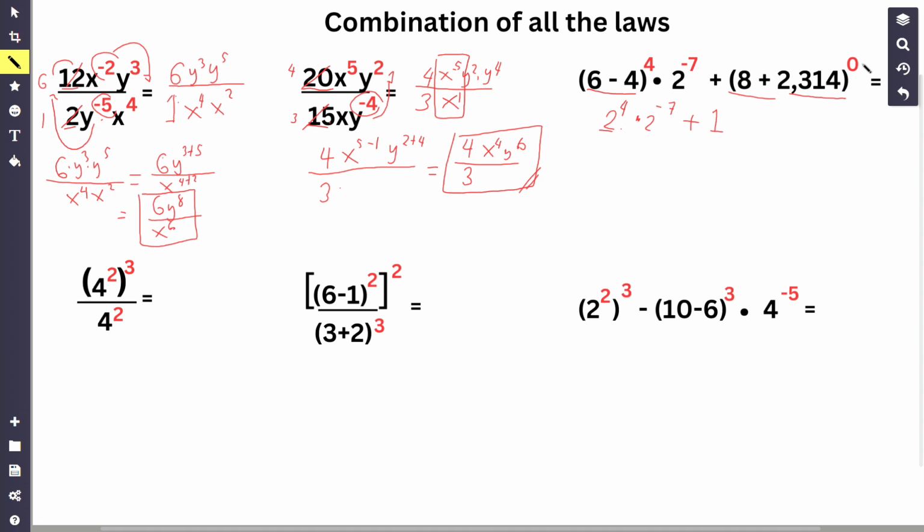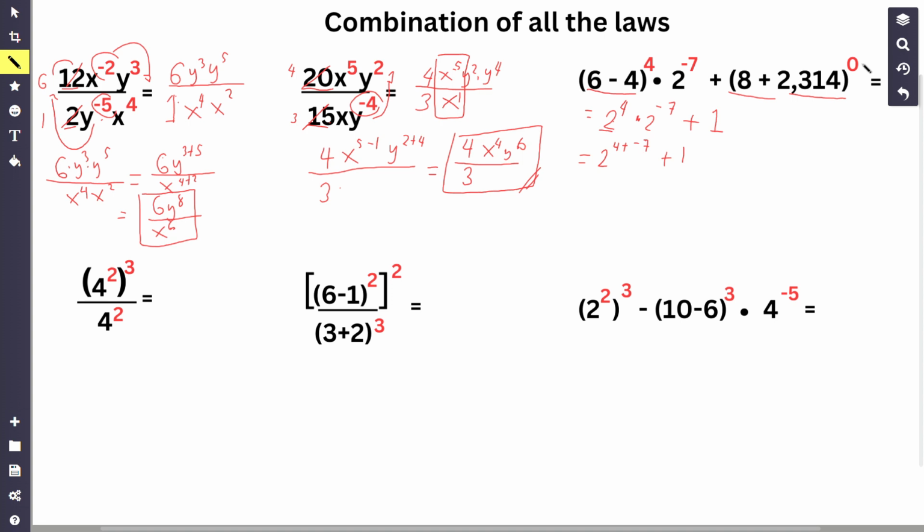So this is going to be what? This is the product rule, right? Because we will multiply two exponential terms with similar base. We have here 2 and 2. And again, in the product rule, what do we do? We just add exponents. So this will become 2 raised to 4 plus negative 7, plus 1. And take note, what's 2 raised to 4 plus negative 7? What is 4 plus negative 7?